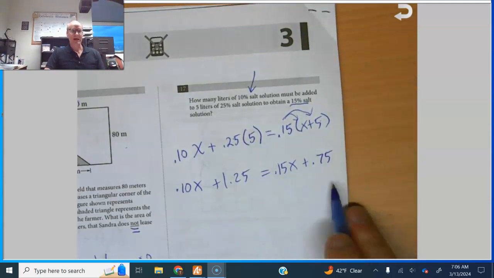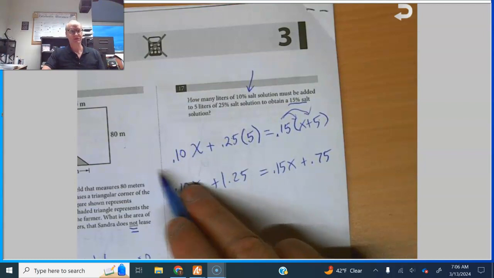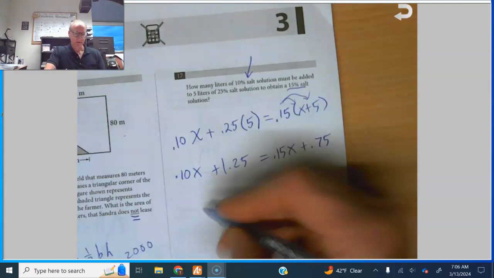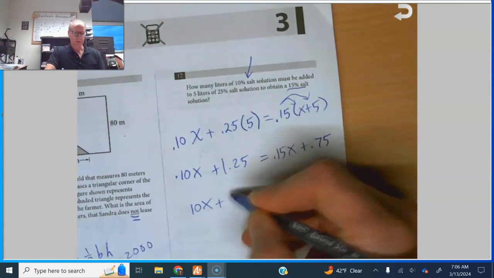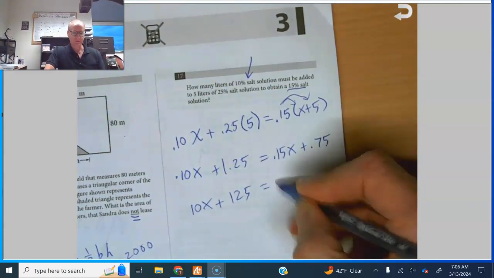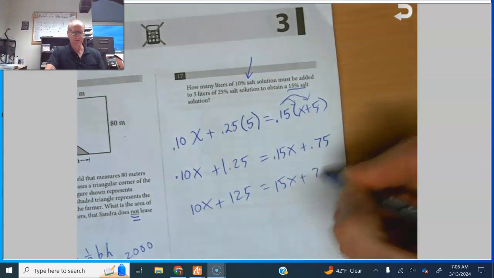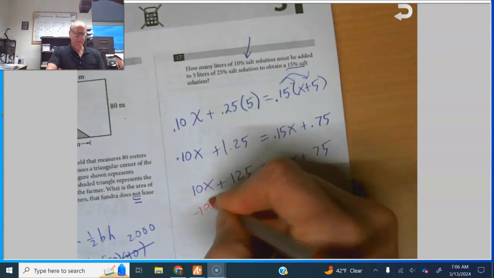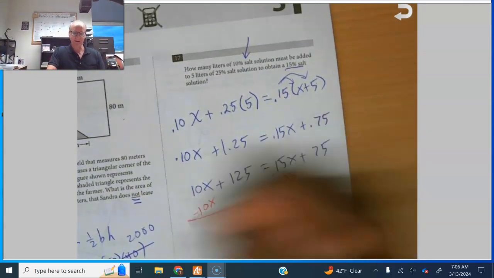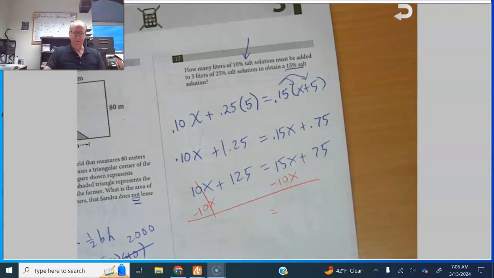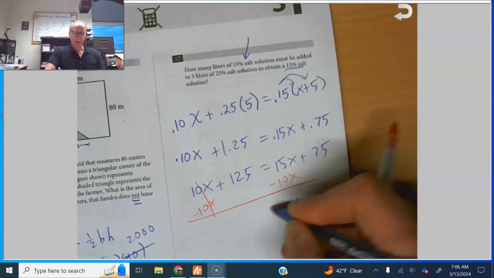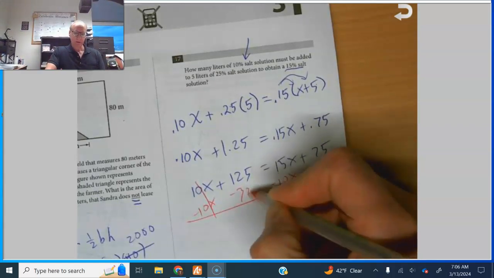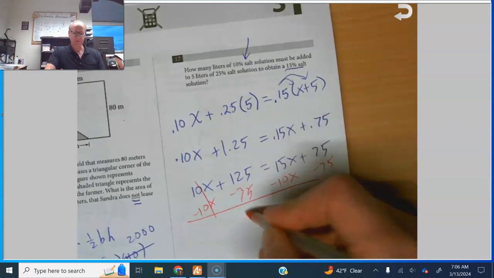Now I'm just going to multiply both sides, or every term, by 100. That's going to eliminate all those decimals. That is 10x plus 125 is equal to 15x plus 75. Isn't that a nice equation? We subtract 10x from both sides. I'm going to go ahead and show you just how nice this is. This is 5x over here. And if you want, at the same time, I could subtract the 75. And 125 minus 75 is 50.